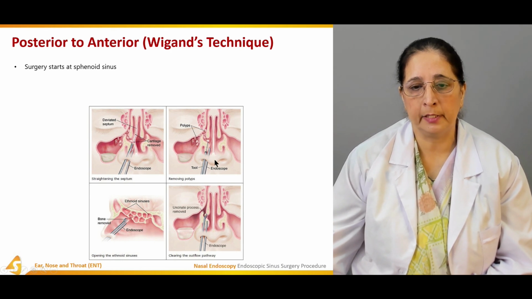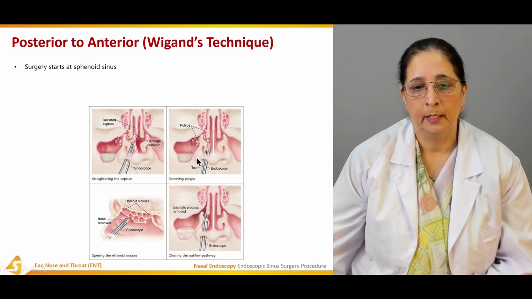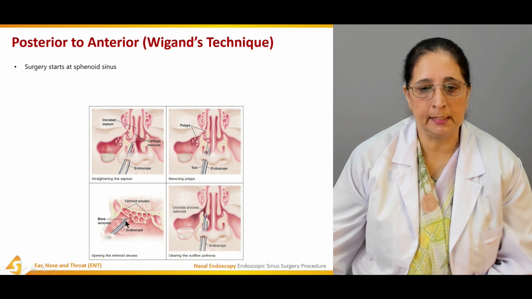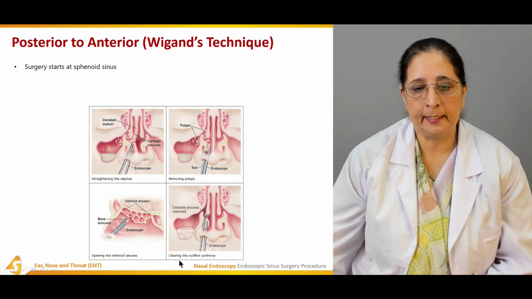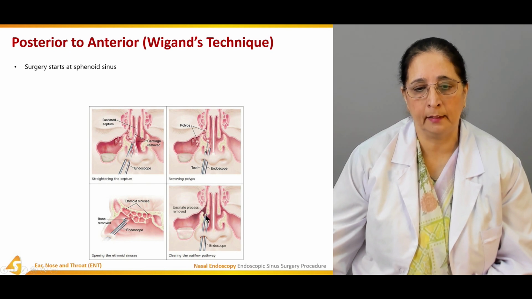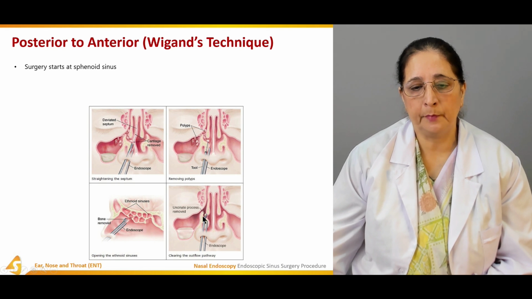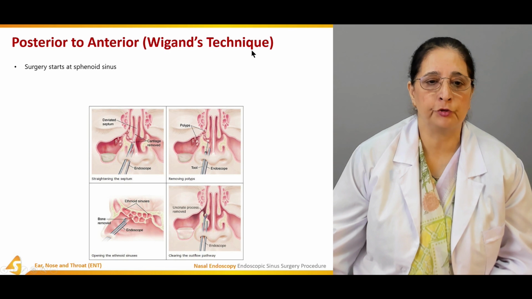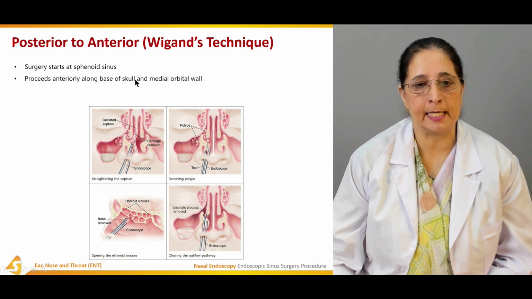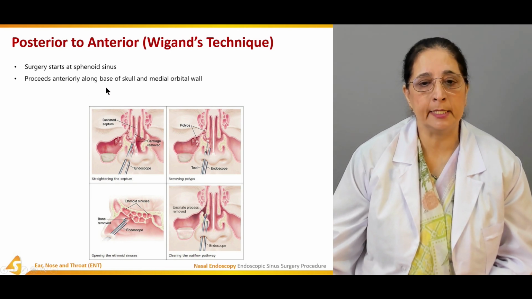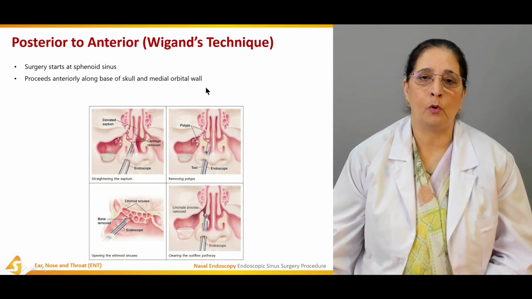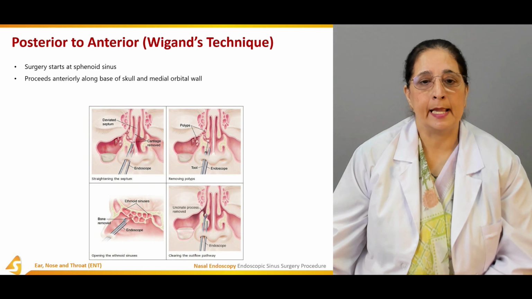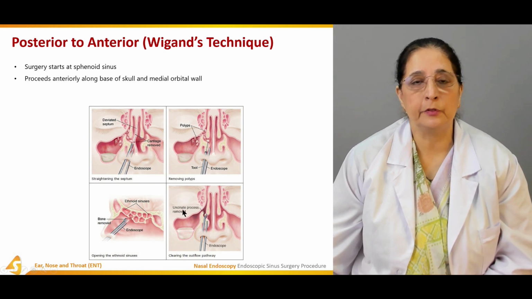Here we can use it for the removal of the polyps which are present here. This is the endoscope. Then opening of the ethmoid sinuses, and cleaning the outflow pathway, uncinate process removed. So these are all the different indications for which endoscopy can be tried. Surgery starts at the sphenoid sinus, proceeds anteriorly along the base of the skull and medial orbital wall, and it can access the nasal cavity, and all these procedures can be performed.